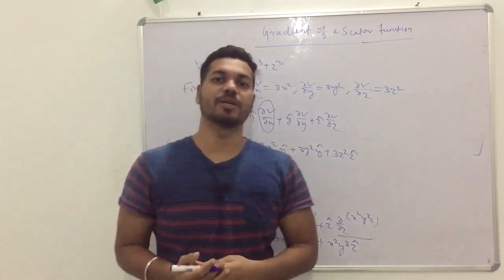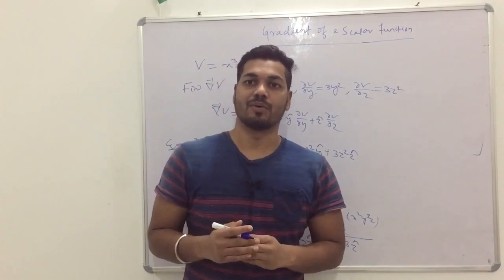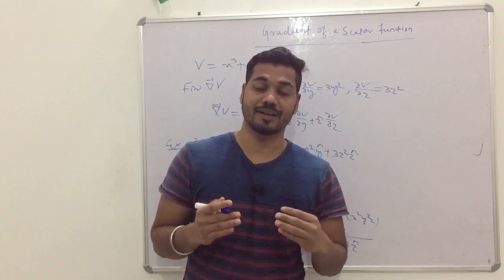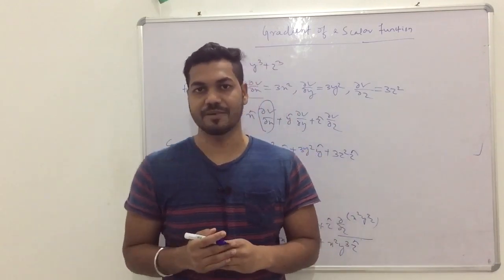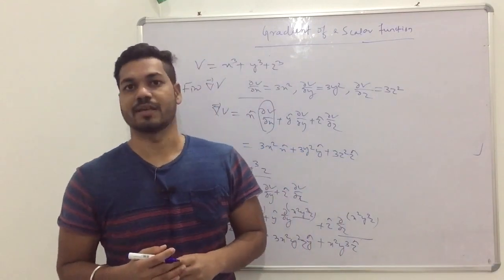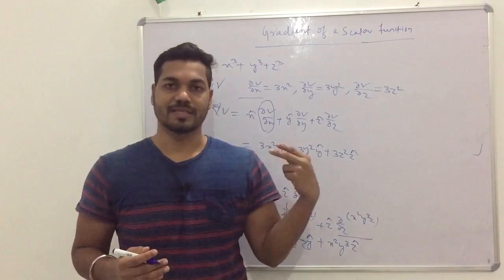In the very next video we are going to see the gradient of a scalar function when it's a function of r, theta, phi, that is, in the spherical coordinate system, and when it's a function of r, phi, z, that is, in the cylindrical coordinate system, along with its application.